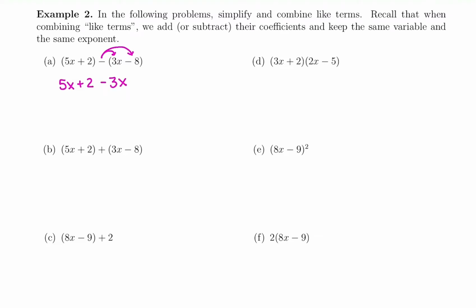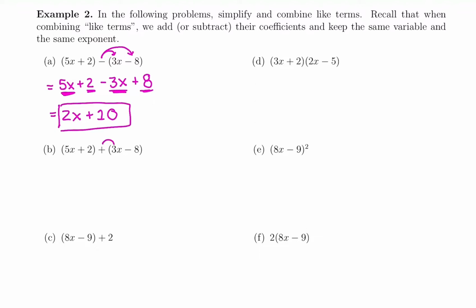And when I distribute that negative 1 times negative 8, when you subtract a negative 8, you end up adding 8. Now we're going to combine some like terms. So I have a 5x minus 3x, which is 2x. And then I have 2 plus 8 is 10. So I get 2x plus 10.